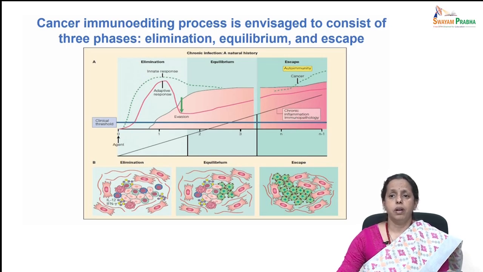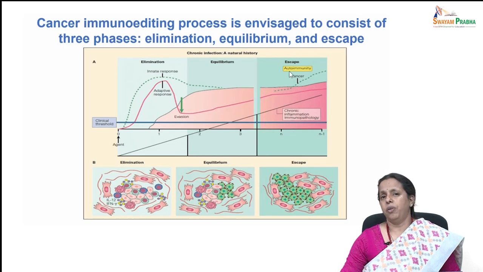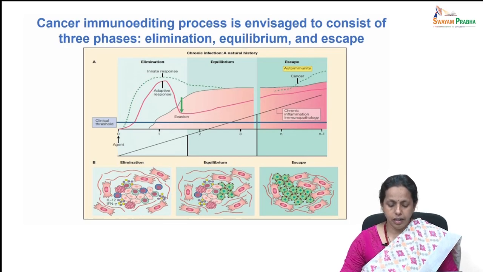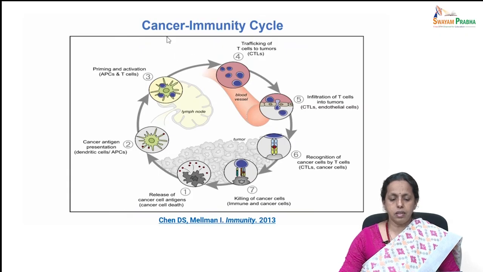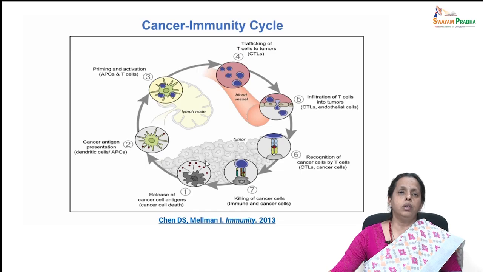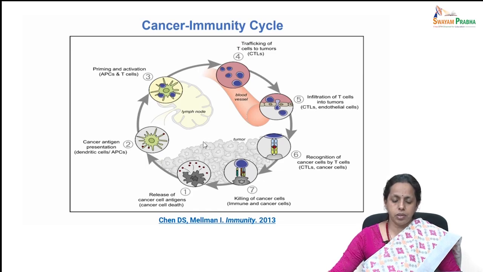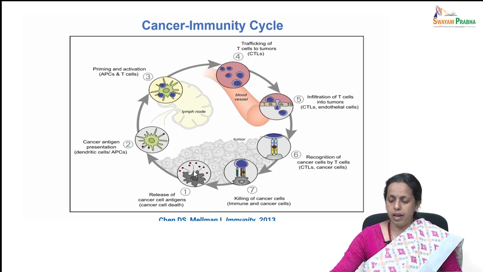Many of your clinical symptoms, such as lump formation, are mostly detected here. So this is the cancer immunity cycle. This particular figure will explain how antigens are recognized and cycled through to increase tumor cell mass. The first thing: neoantigens are released by tumors.